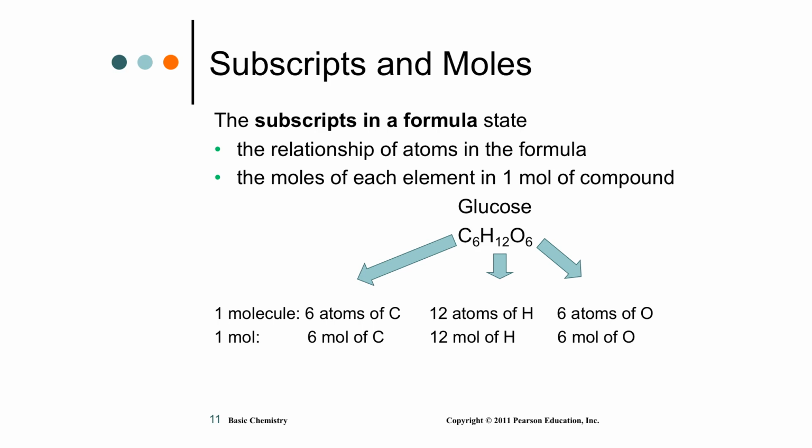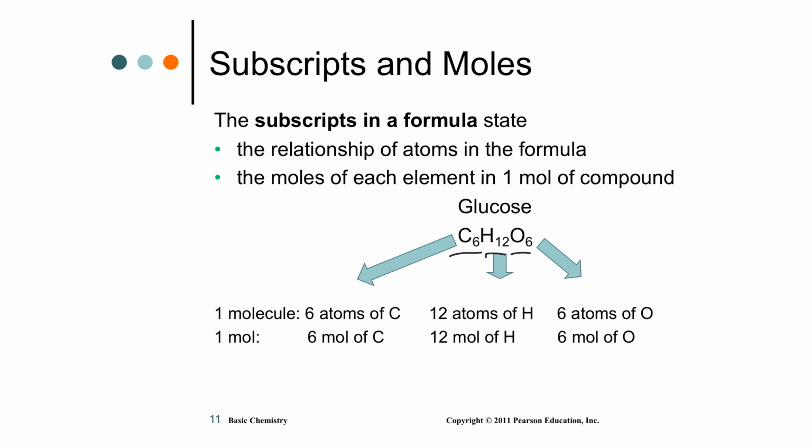Subscript gives me the relationship in the molecule. Okay, so in glucose, I've got 6 carbons, 12 hydrogens, and 6 oxygens. So in one molecule, I've got 6 of these, 12 of these, 6 of these. In 1 mole of it, I've got 6 moles, 12 moles, and 6 moles. Now, what's that mean? I took something that had 1 mole and broke it into a zillion moles?